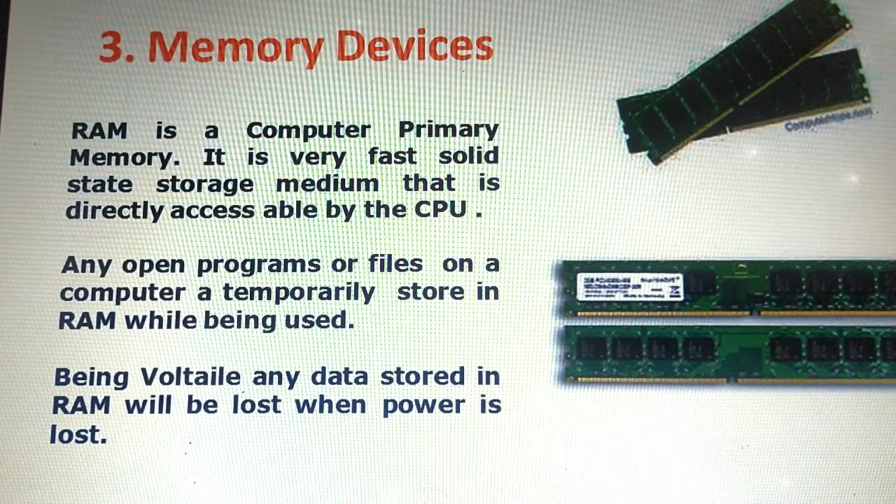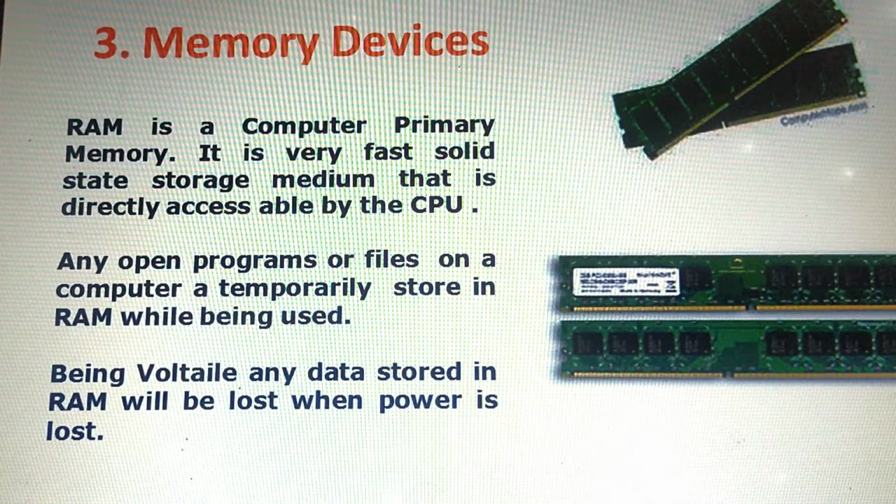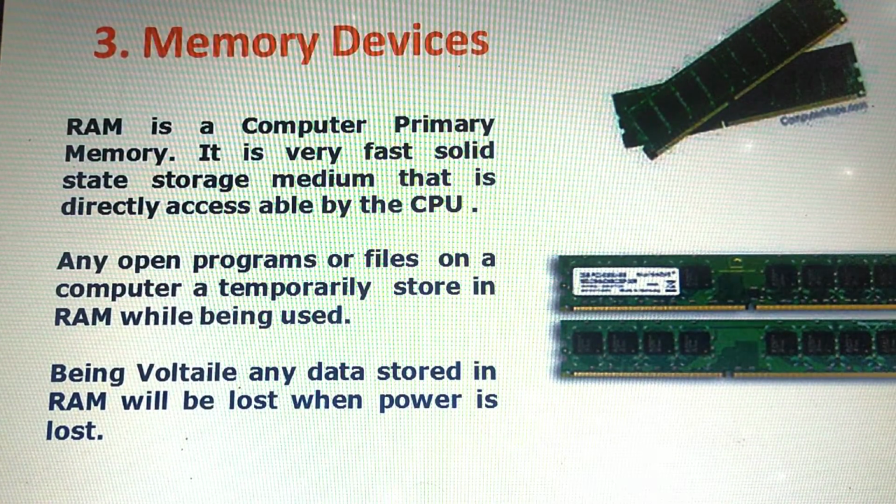Third one, memory devices. RAM is a computer primary memory. It is a very fast solid-state storage medium that is directly accessible by the CPU. Any open programs or files on a computer are temporarily stored in RAM while being used. Being volatile, any data stored in RAM will be lost when the power is lost.